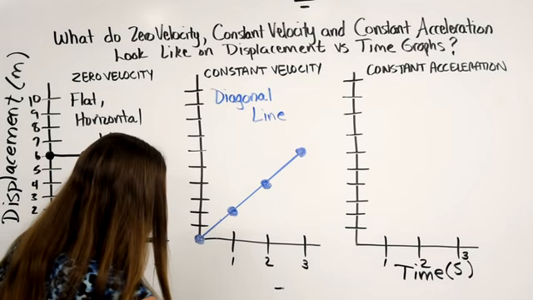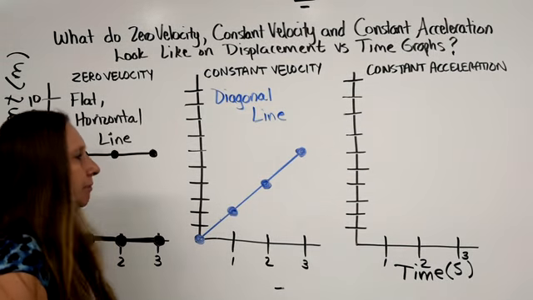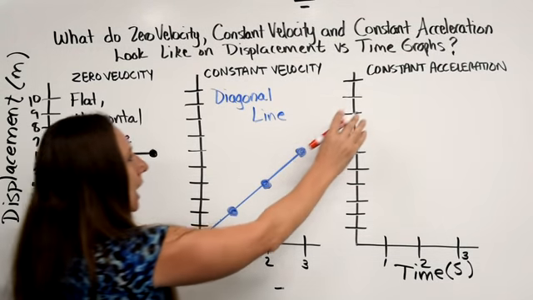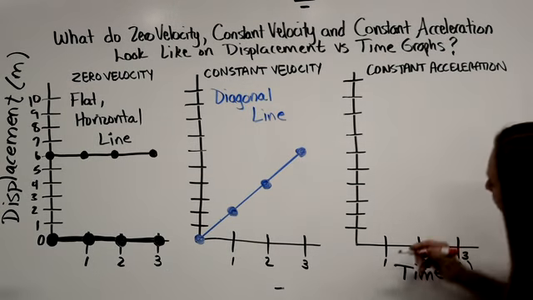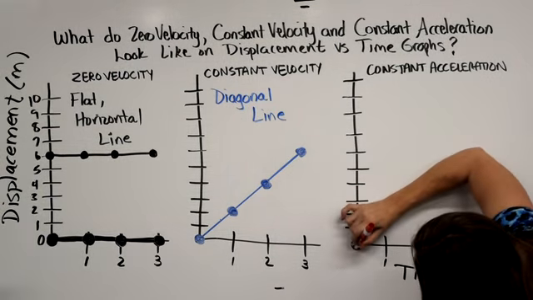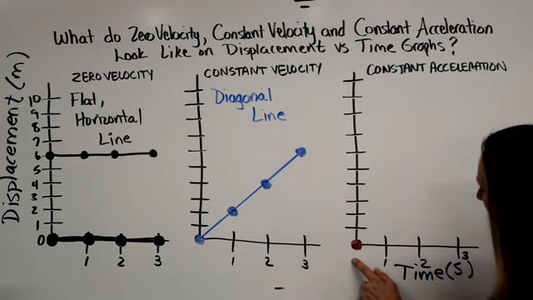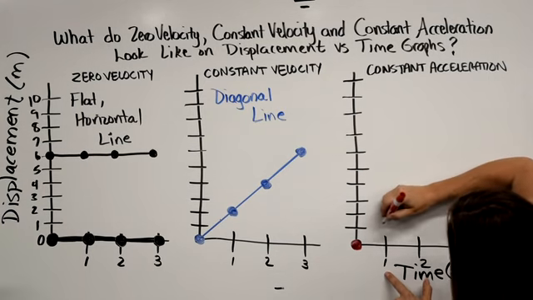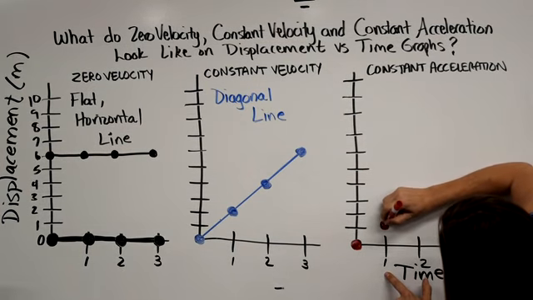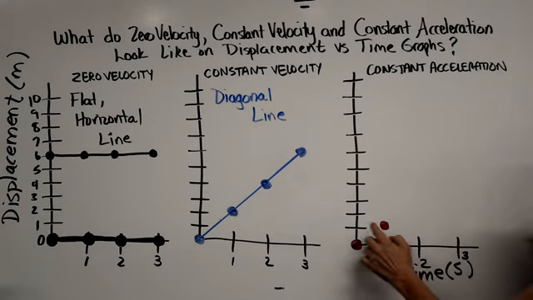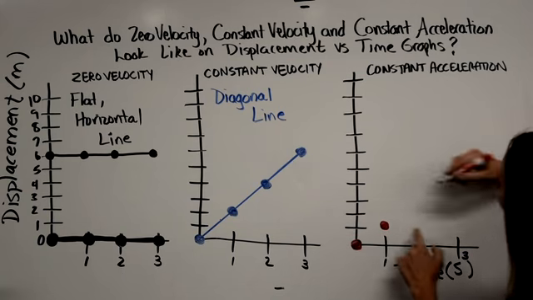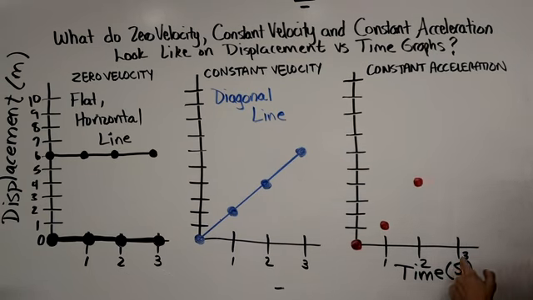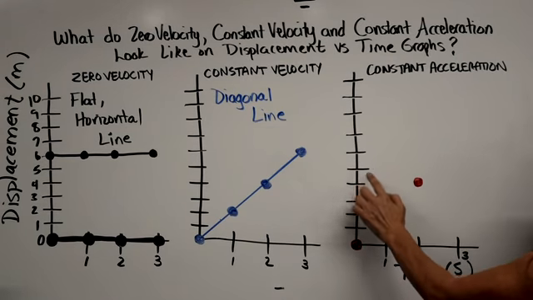Now, what happens when we plot the same points that we had on the number line just a moment ago for constant acceleration? When the person started, at 0 time, the person was at 0 displacement. Then at 1 second, the person was at 1 meter. Then at 2 seconds, the person was at 1, 2, 3, 4 meters. So that's about there. And then at 3 seconds, the person was at 9 meters.